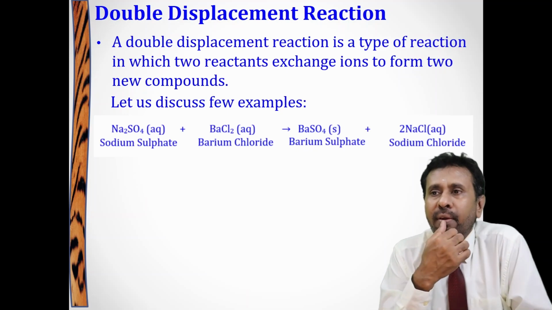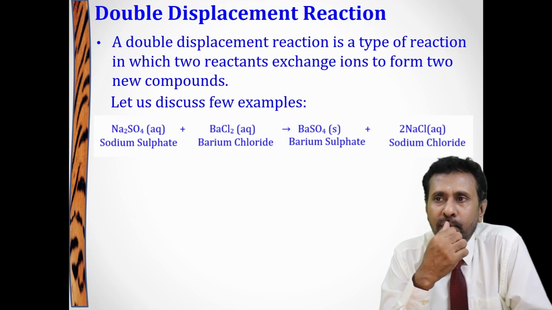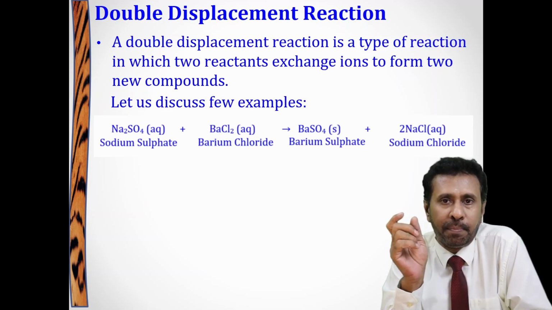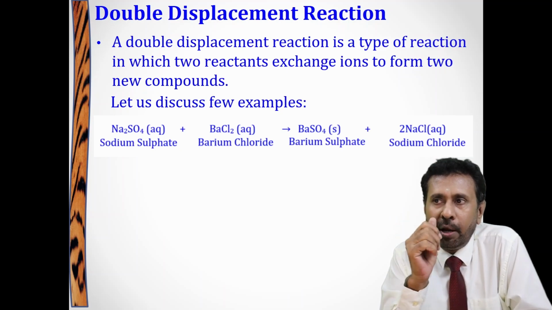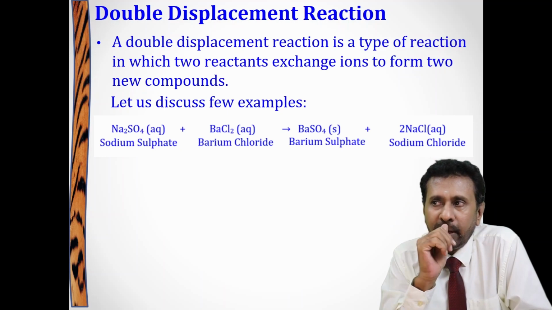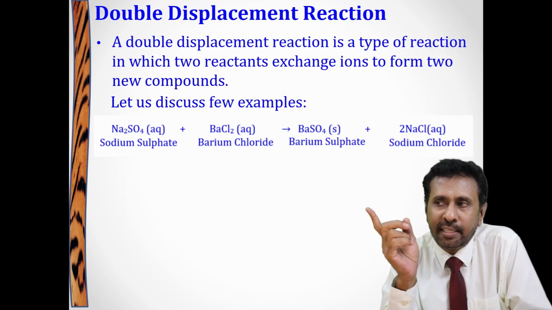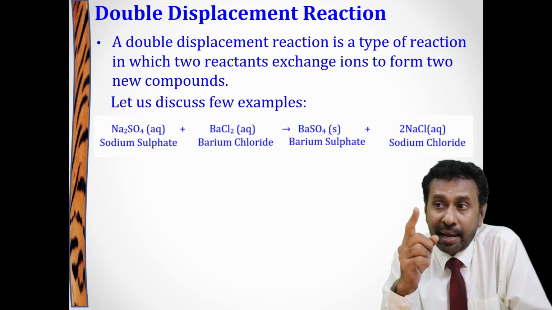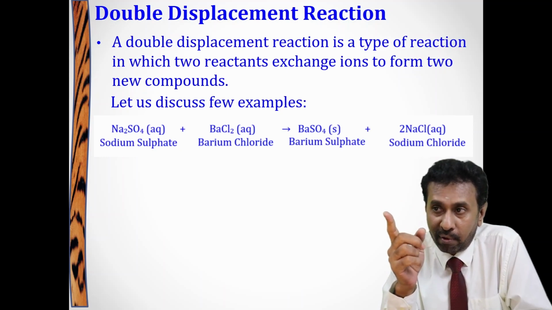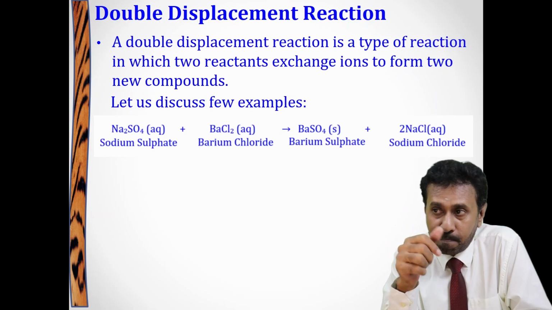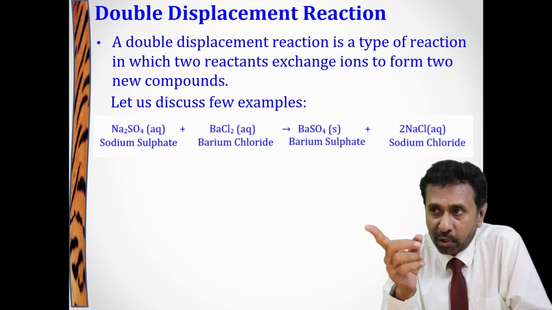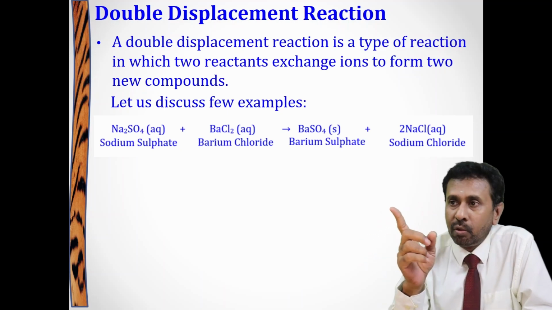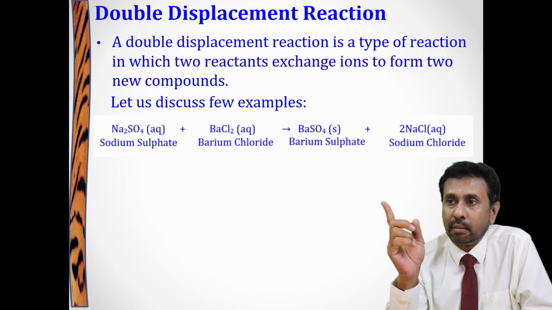So here we have sodium sulfate. Let's assume that sodium sulfate is A and B: sulfate group is B, sodium is A. Barium chloride: let barium be C and chloride be D. What does it give? It gives NaCl, which is nothing but sodium chloride, and that is AD. And then you have barium sulfate, that is CB. This is what I meant. So there you see, that is the reaction.